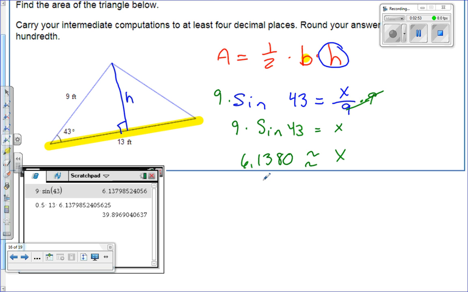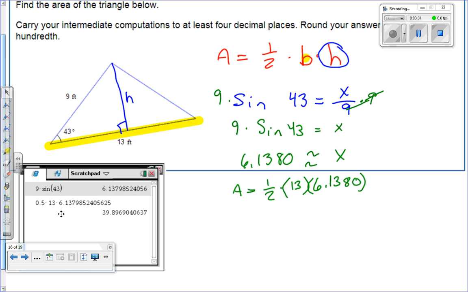Now back to our formula. Area equals 1/2 times the base, which we now know. What is the base? The base is 13. So we've actually always known the base. So the base is 13 times the height, which we now know is our h, which is 6.1380.